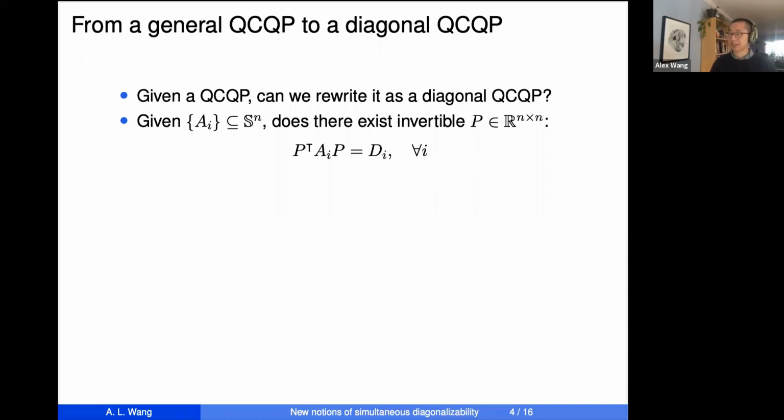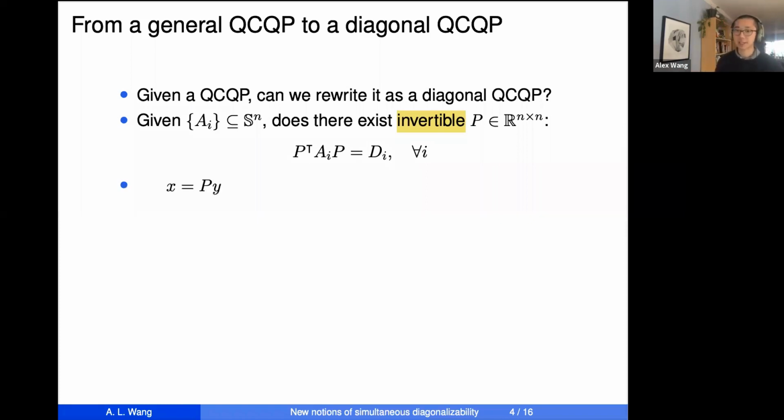One thing to note is that here I'm only requiring P to be invertible. This is slightly weaker than if you were to require P to be orthogonal, as you might expect from the spectral theorem or something like this. Before I get into too much about what this property is, perhaps I should tell you why we care about it. Where does this definition come from?